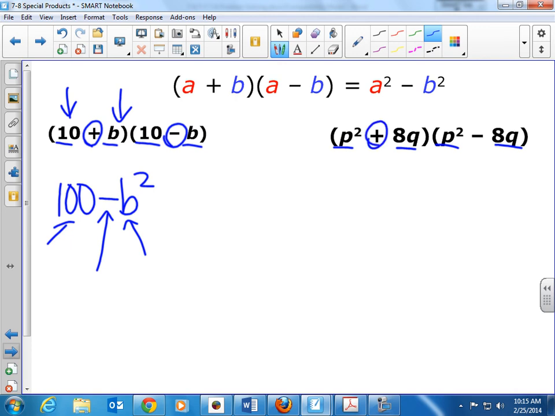Why is it unique? Because I have a plus sign and a minus sign. It's not unique if they're both plus signs or if they're both minus signs. But if we have the one positive and the one negative, we know our middle term is going to eliminate. So my answer, I take my a term, which is p squared, and I square it. P squared squared gives me p to the 4th. I always am going to have subtraction in my answer. And then I take my b term, which is 8q, and I square it. 8q times 8q is 64q squared.